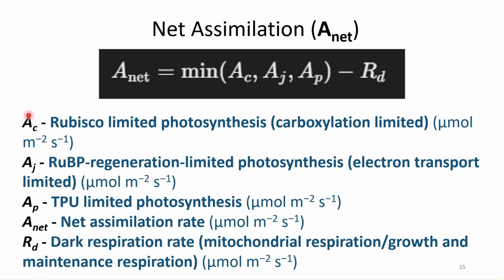Like I had earlier mentioned, AC is the Rubisco limited photosynthesis, which is also called carboxylation limited. AJ is the RuBP regeneration limited photosynthesis, which is also called electron transport limited. And AP is the TPU limited, triose phosphate utilization limited photosynthesis. A net is the net assimilation rate. RD is the dark respiration rate, which is also called mitochondrial respiration or growth and maintenance respiration. So this is the main equation of the FvCB model. Now our next part is to see how AC, AJ, AP and RD can be obtained. How do we obtain the values of AC, AJ, AP and RD?